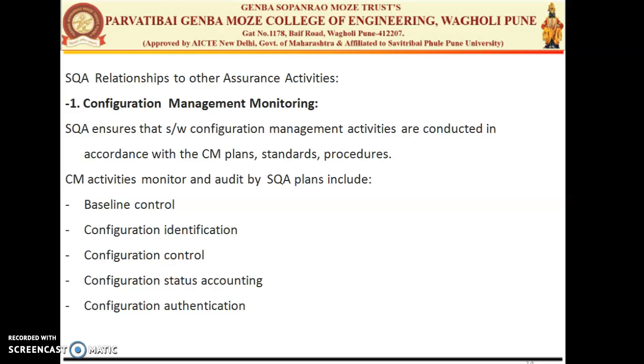Now there are some different assurance activities which have a relationship with our SQA. So the first one is configuration management monitoring. It ensures that the software configuration management activities are conducted in accordance with the CM plans, that is the configuration management plans, standards and procedures. So it ensures that whatever standards and procedures we have written in that CM plan, your software follows all those standards and procedures.